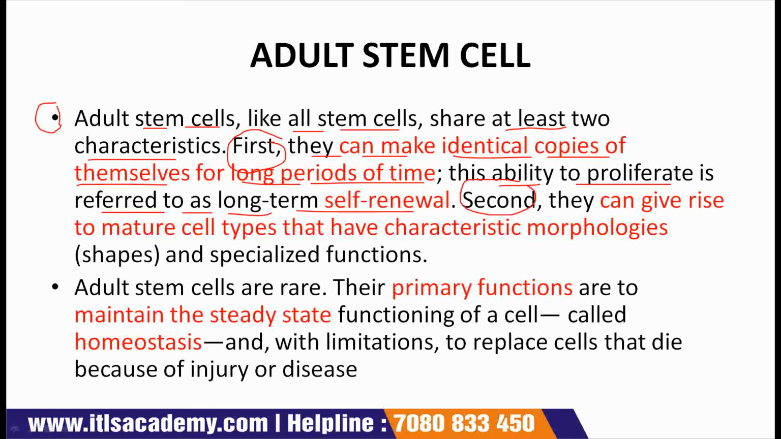The second characteristic of adult stem cells is that they can give rise to mature cell types that have characteristic morphologies and specialized functions. The intermediate cell is called a precursor or progenitor cell. Progenitor or precursor cells in fetal or adult tissues are partially differentiated cells that divide and give rise to differentiated cells.